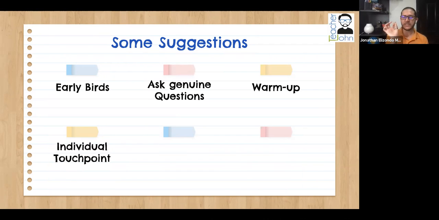Individual touch point. When we saw the 7 requisites for distance education, we talked about communication, permanent communication. So there needs to be a space where students can individually touch point with the teacher.